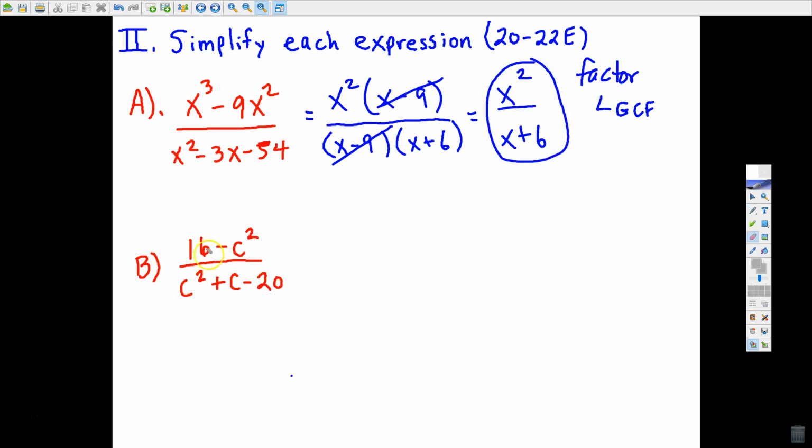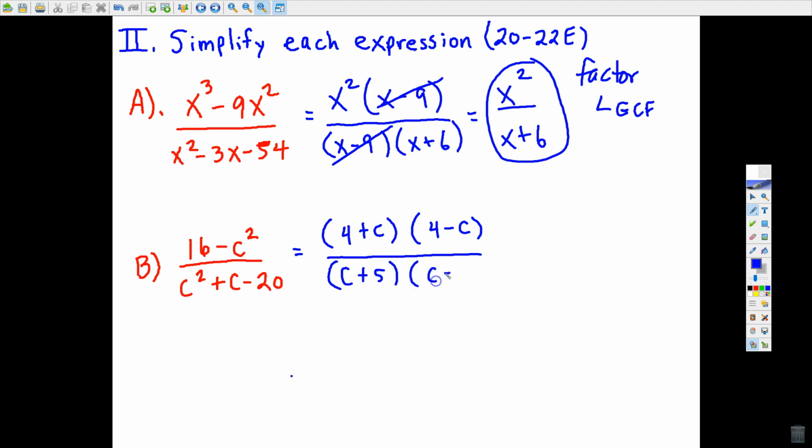For problem B, once again, we need to factor as much as we can. So let's factor this numerator as the difference between two squares, 4 plus c, 4 minus c. The denominator will factor as two linear binomials, remembering the factors of negative 20 that add up to positive 1, c plus 5, c minus 4. Okay, so we're left with kind of an interesting situation here.